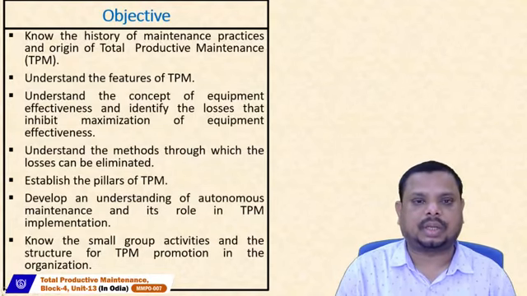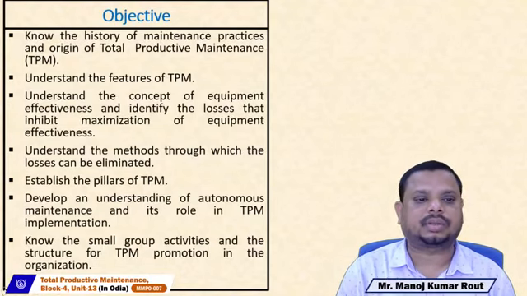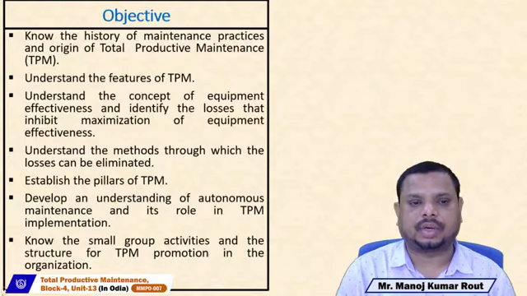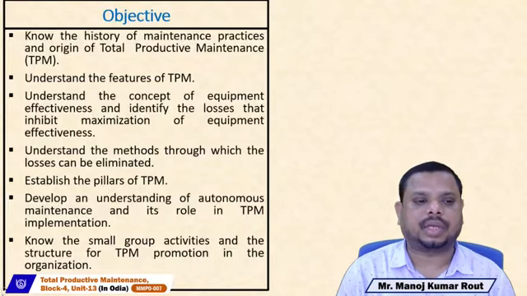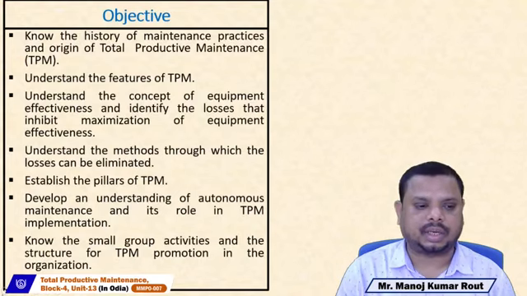known as TPM. Then the next one we have understands the basic features of total productive maintenance. Third one, understand the concept of equipment's effectiveness and identify the losses that inhibit maximization of equipment effectiveness. The next fourth objective we have understands the method through which the losses can be eliminated.